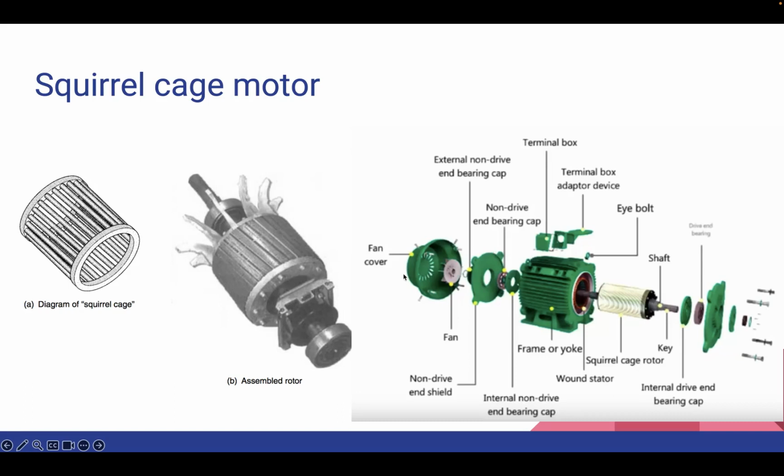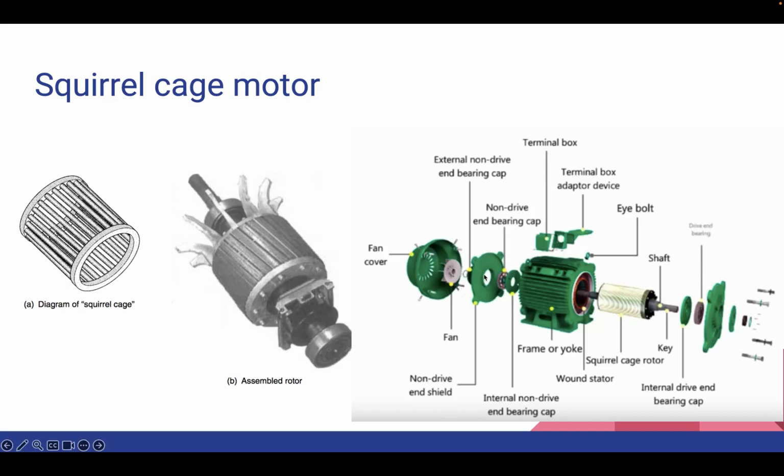The current travels through the bars into the end rings and back through other bars, and that creates a magnetic field around the rotor. Now, this induced magnetic field interacts with the rotating stator field, which results in mechanical torque, and it is this force that drives the motion of the motor.